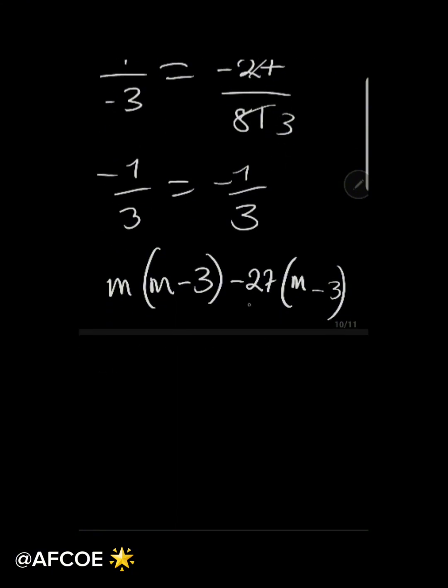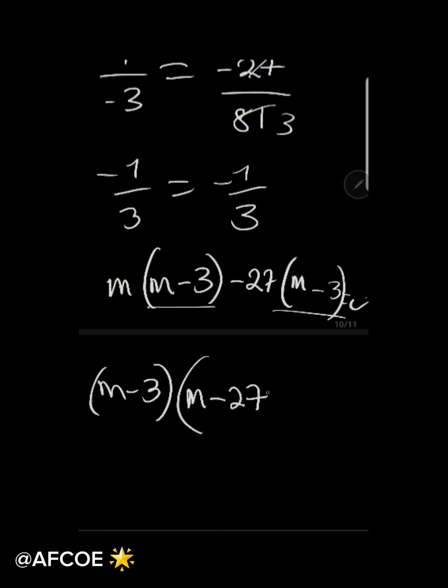So now this one is common, so I'll go equals 0. I will go ahead and factor out m minus 3. It is common, so we'll have m minus 3. What will be left in this bracket is simply m. What will be left in this other bracket is negative 27.